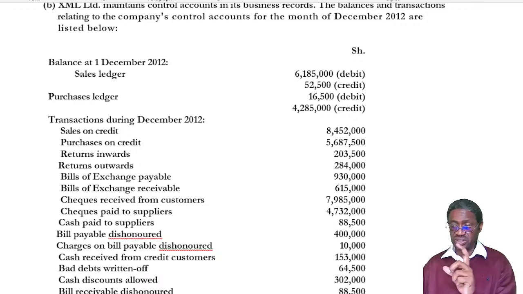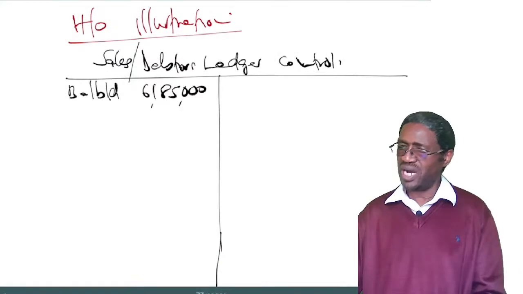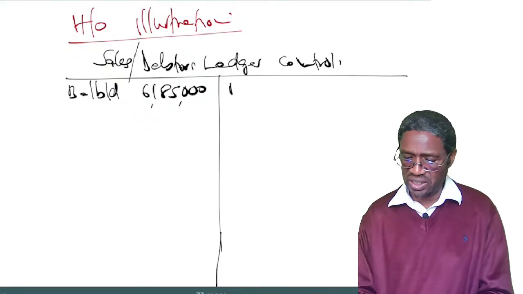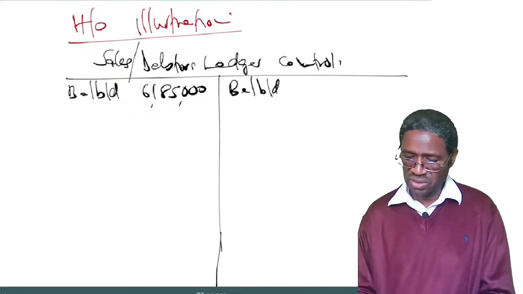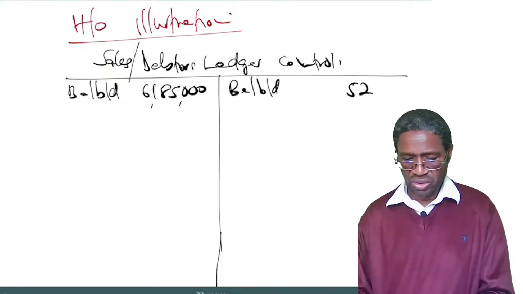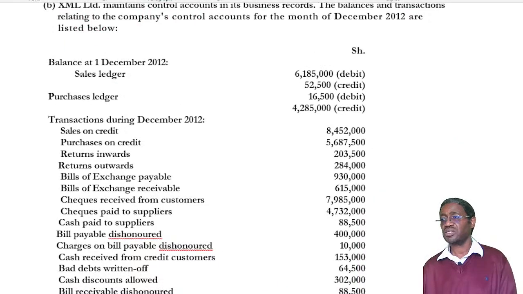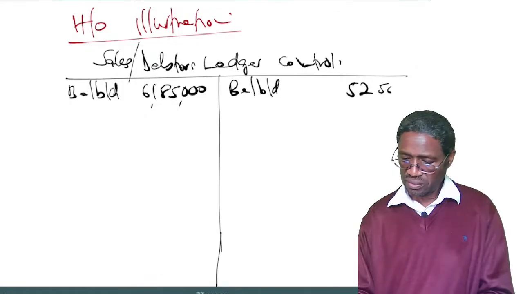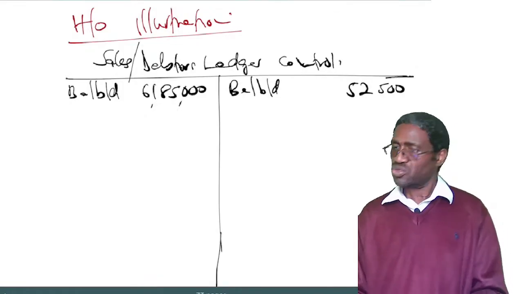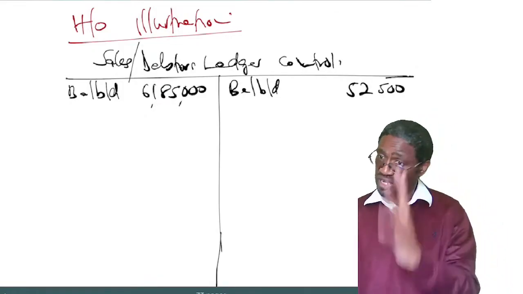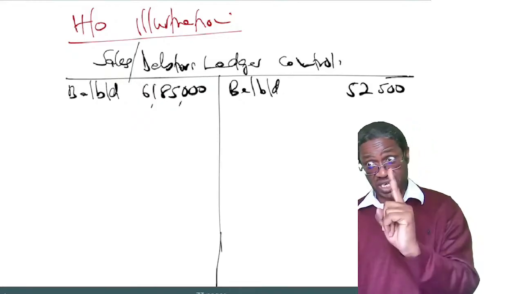52,500 as a credit. And I told you it's an opening balance, so you bring it down on the credit side. Balance brought down 52,500, I think so. Yes, 52,500. So if it's a debit, you just debit. If it's a credit, you just credit by the beginning.